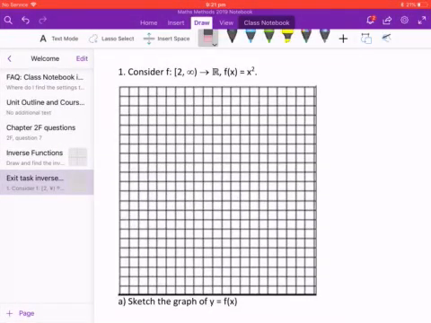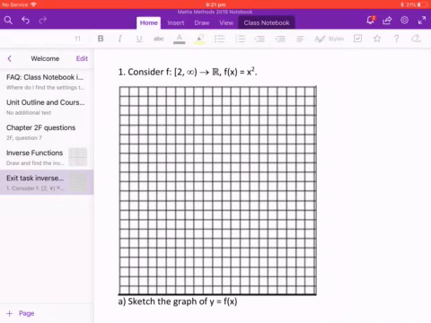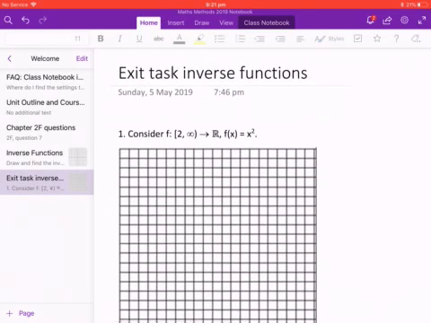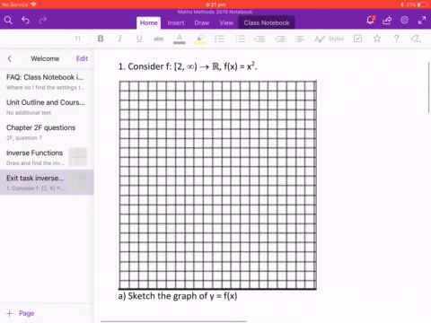Okay, so what we're going to do in this video is I'm going to go through the exit task questions that we did the other day in class on inverse functions. So first of all, from the lesson on Thursday, I explained what an inverse function is. In order to have an inverse function, it must be 1 to 1. So therefore it must have for every x value only one y value, and vice versa.